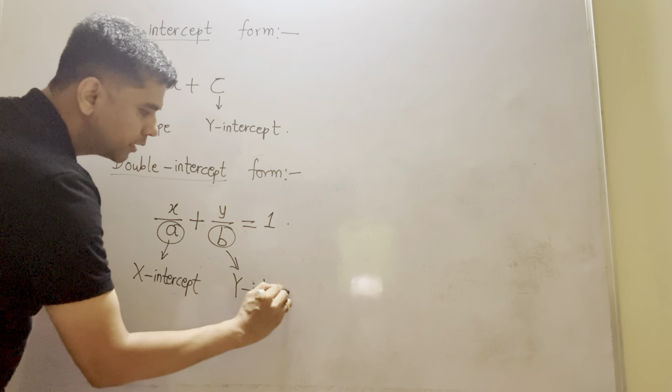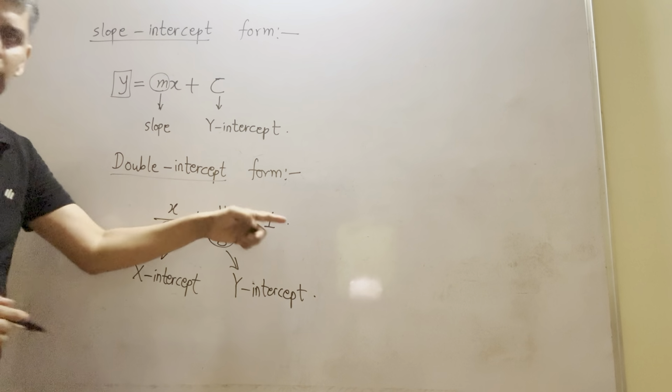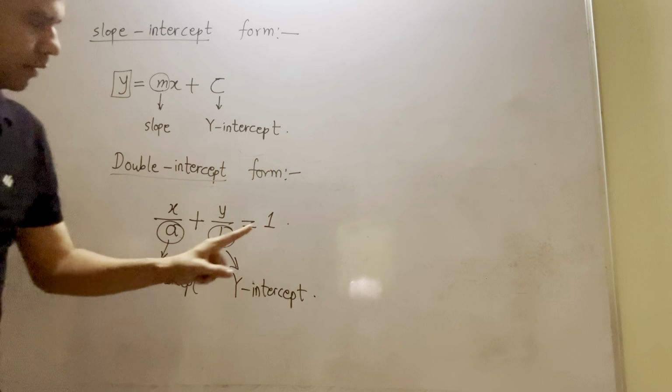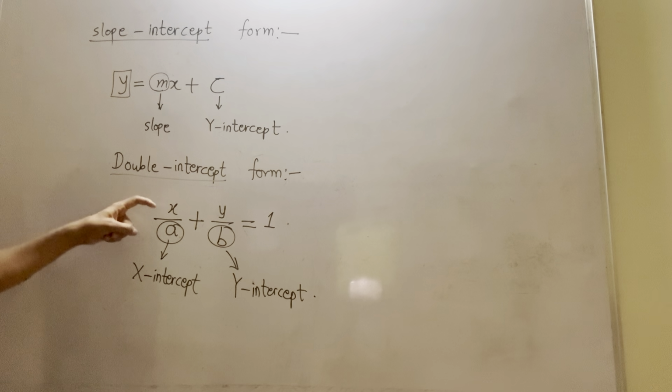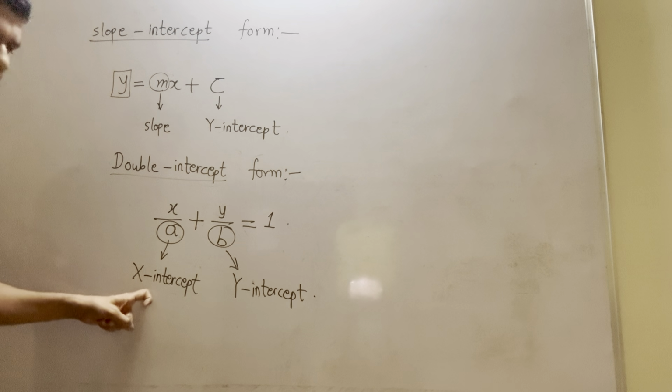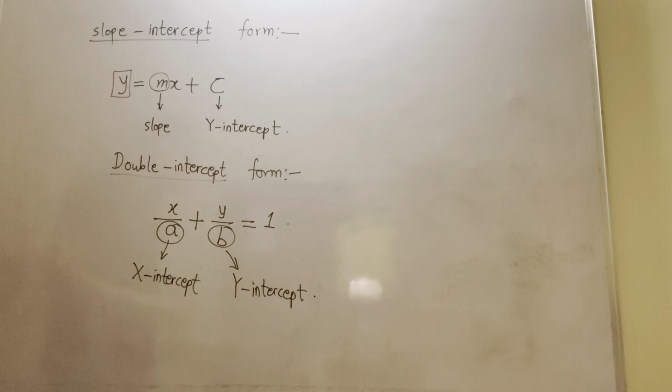So once again, which three things should you remember to write the double intercept form? First thing is, the right hand side has to be 1. Second thing is, below x there has to be the x-intercept. Below y there has to be the y-intercept.